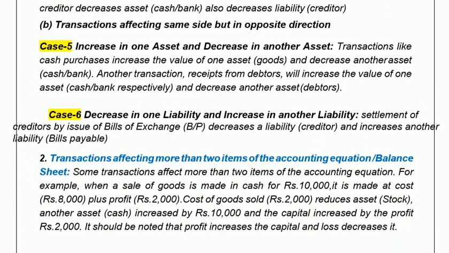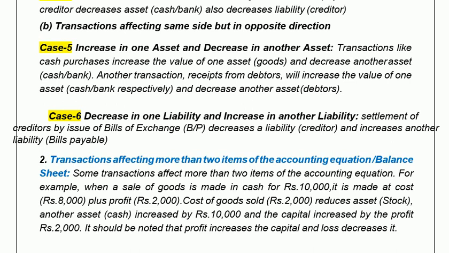And now let's proceed towards the transactions affecting the same side but in opposite directions. It means the transactions affect the same side, assets or liability and capital, isn't it? So transactions affect the asset side only, or the liability and capital side only. Let's proceed towards case number 5, increase in one asset and decrease in another asset.